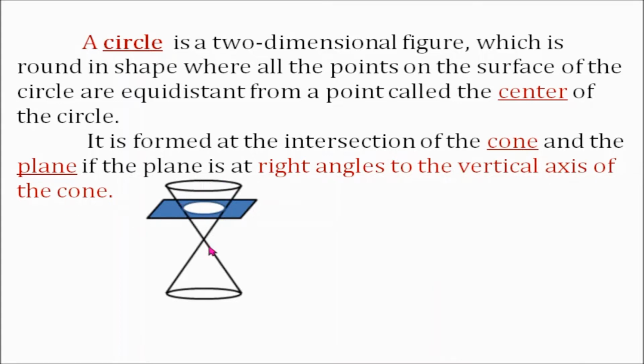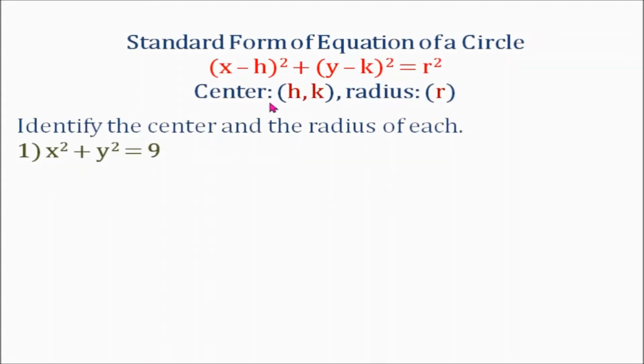So we have here an illustration. This is the cone and this is the plane. We have here a circle formed. The quantity x minus h squared plus the quantity y minus k squared equals r squared is the standard form of equation of a circle. The coordinates of the center are h and k, and the radius is r.